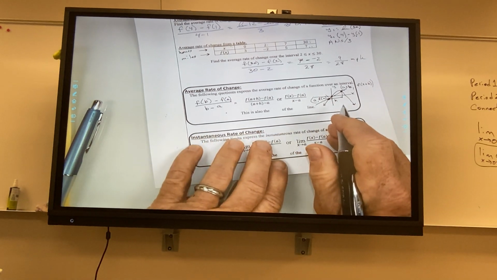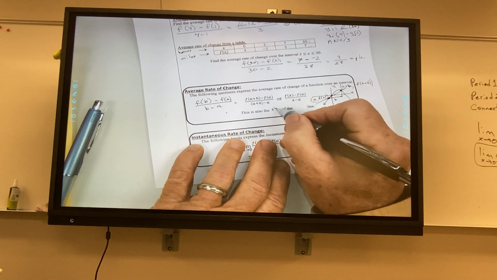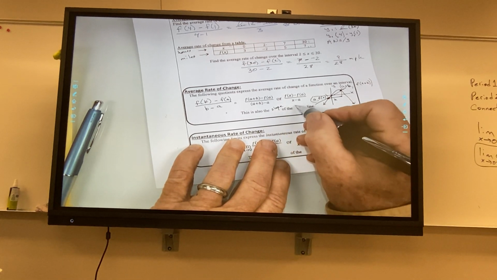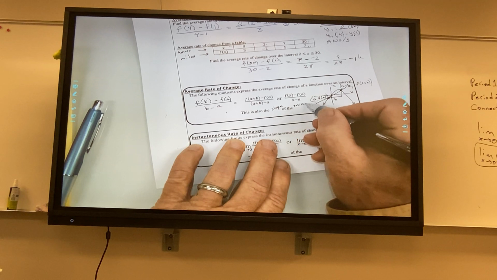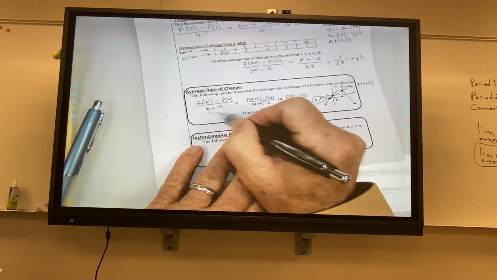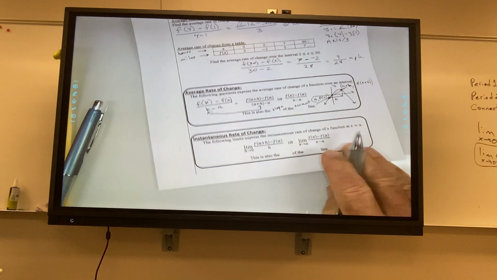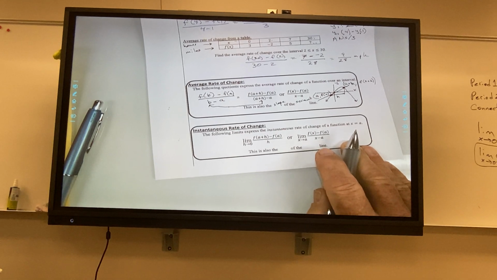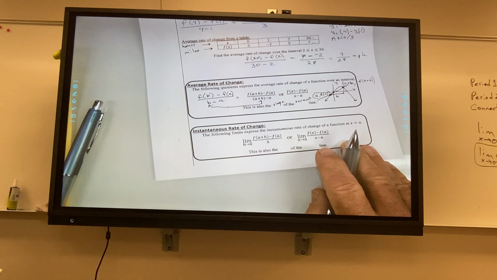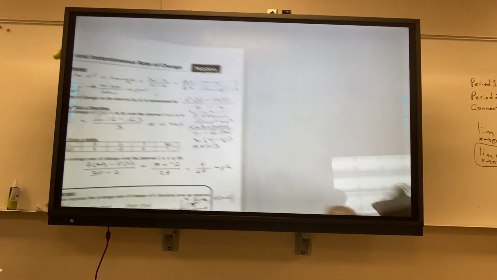So this average rate is also the slope of the secant line. This b right here is right here. So a plus h equals b. A plus h equals b, exactly. Does that make sense to everybody? In other words, we just put in b for anything that's a plus h.